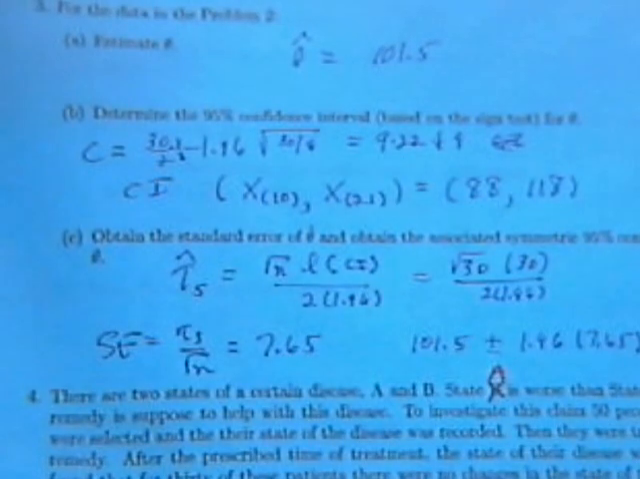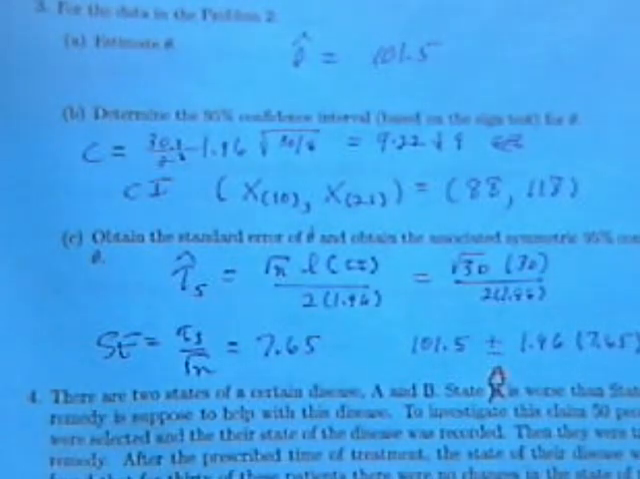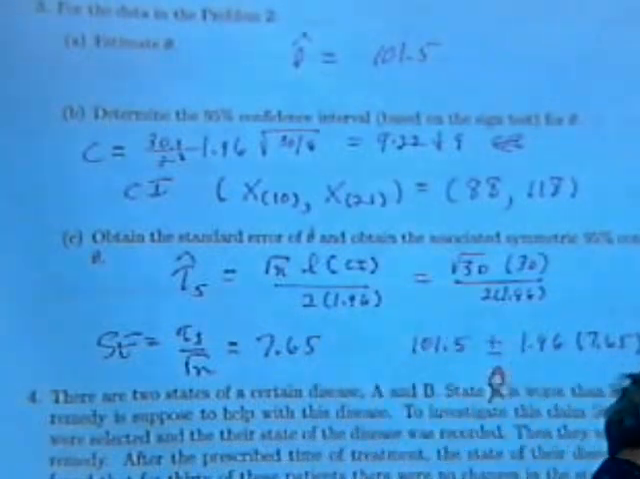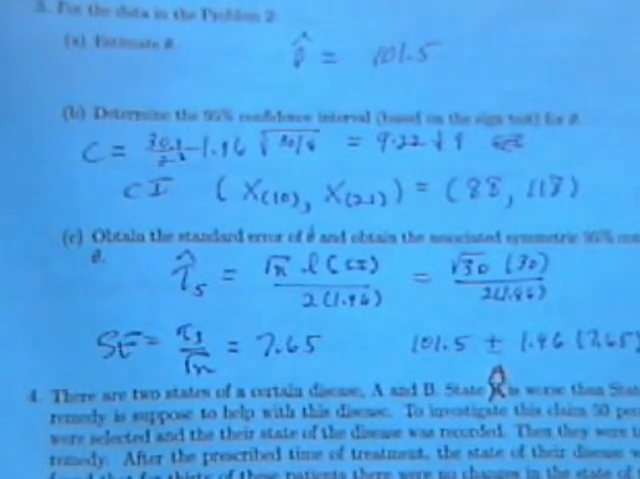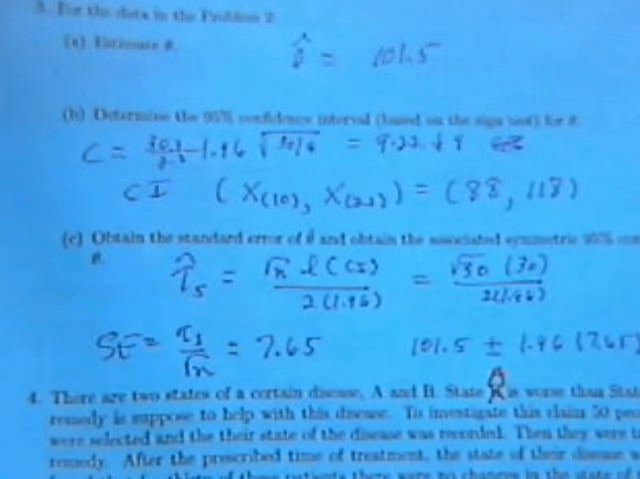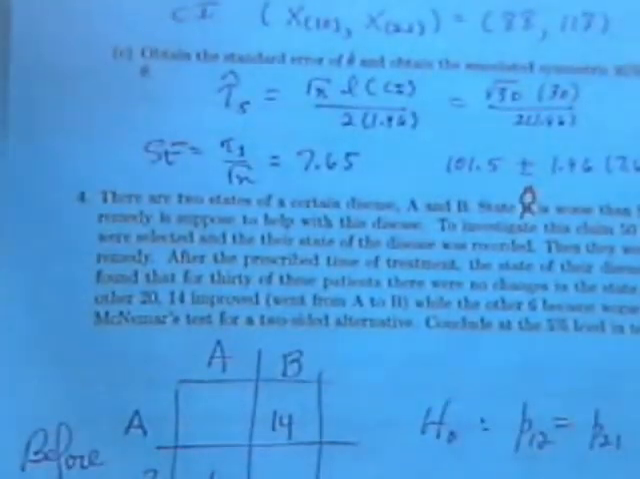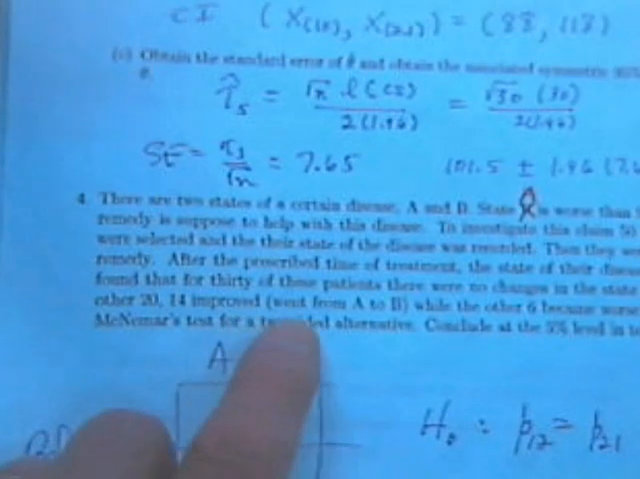I had that error, I changed that. State A is worse than state B. So a certain home remedy is supposed to help people with the disease. It was found that for 30 of these patients there were no changes, so we just throw those out, right? The analysis actually gets rid of those observations. And then 14 improved from A to B, right? And then 6 became worse.